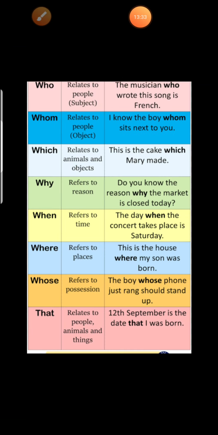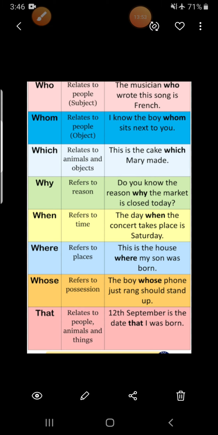For relative pronouns, I want you all to see this table. Who relates to people. The musician who, we are referring to the subject. Like here, what is the subject? The musician. So the musician who wrote this song is French. Understood? Then whom relates to people, but it has to be the object. Example, you can see here, I know the boy whom sits next to you. So we are referring to the object you.